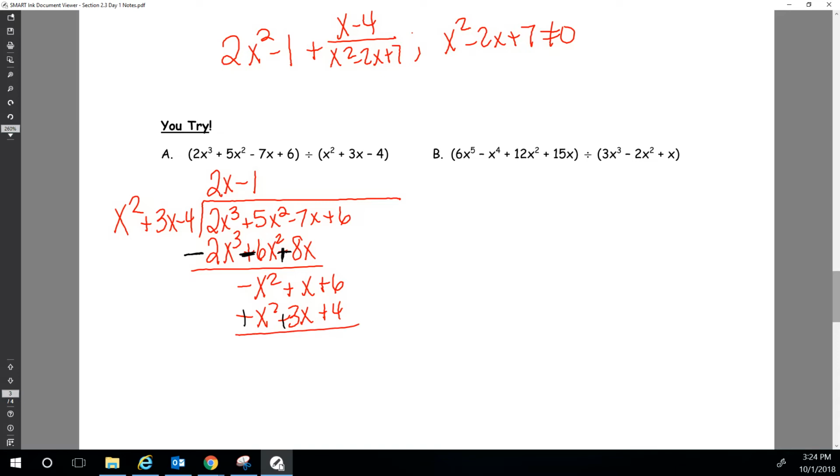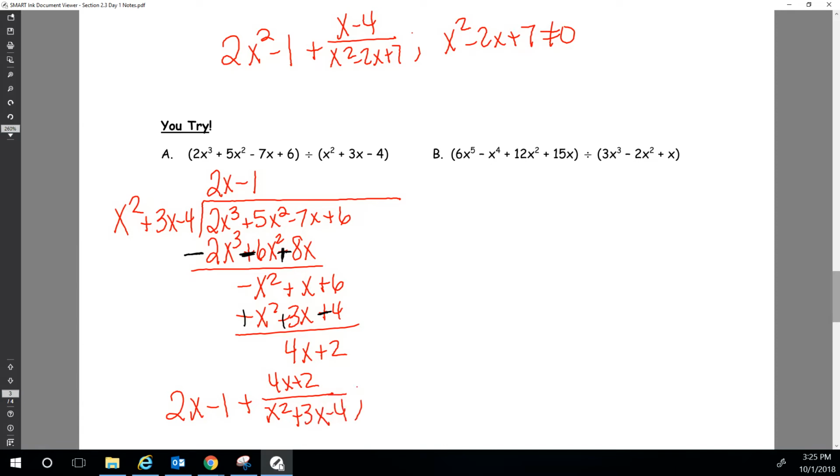Changing our signs. X squareds go away. 3x plus x would be 4x. 6 minus 4 would be 2. So I've got 2x minus 1 plus 4x plus 2 all over x squared plus 3x minus 4. There we go, finally caught up.